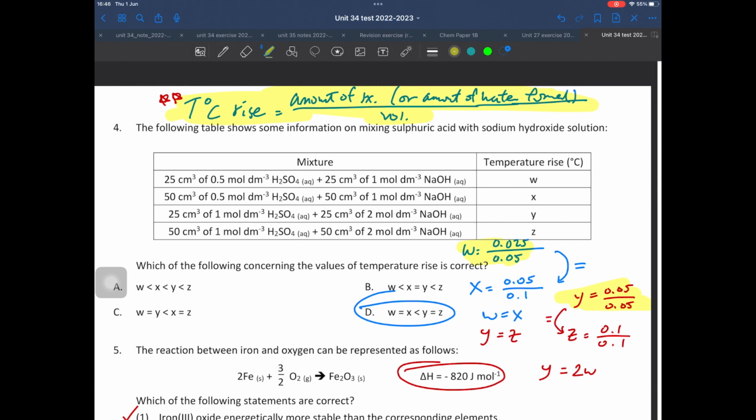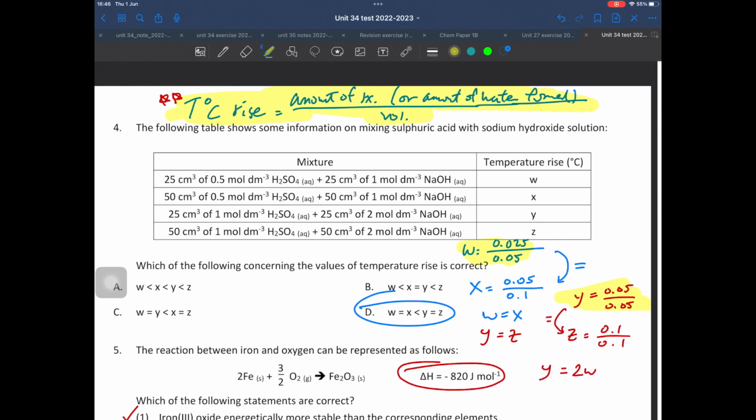With X, the amount of water formed is double, but at the same time, the total volume is also doubled to 100 cm³. So you can see they are actually equal. So we got the idea. W equals X. With this idea, we can get the answer already, but we are not happy with that.